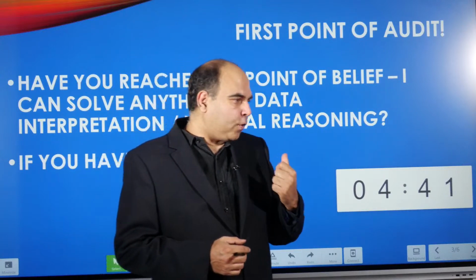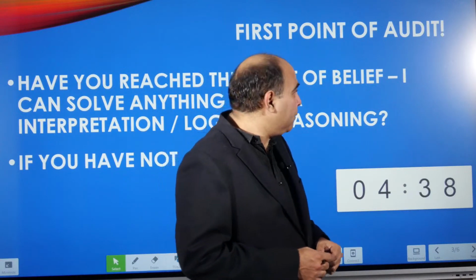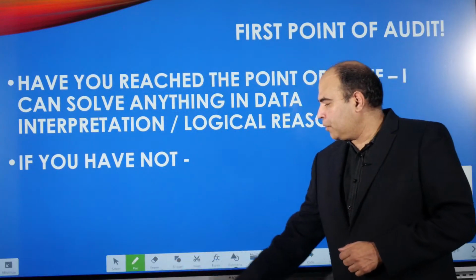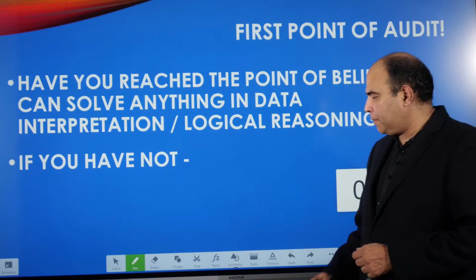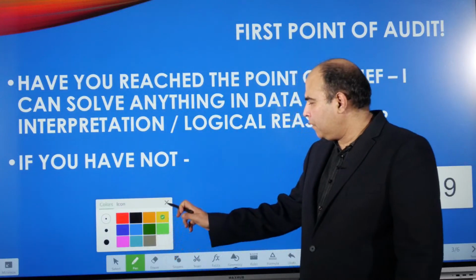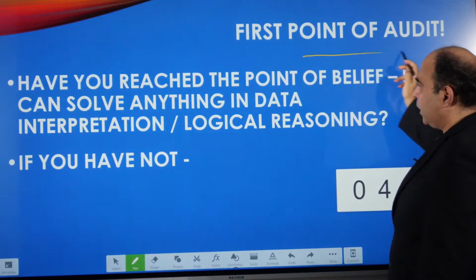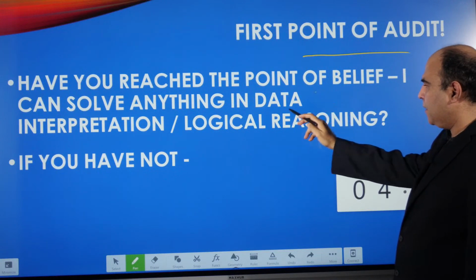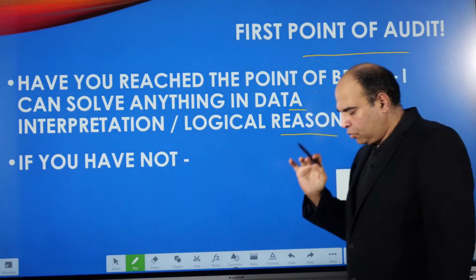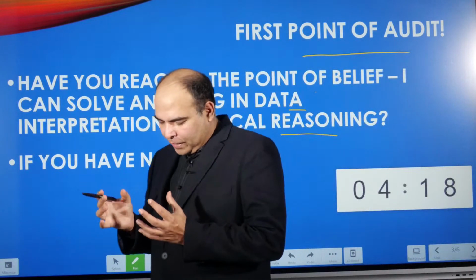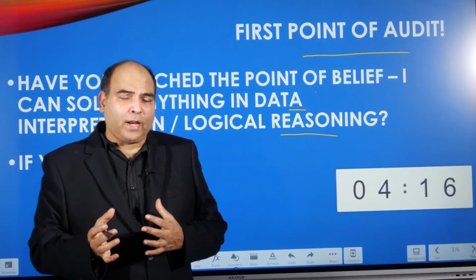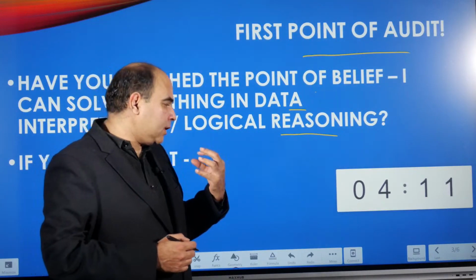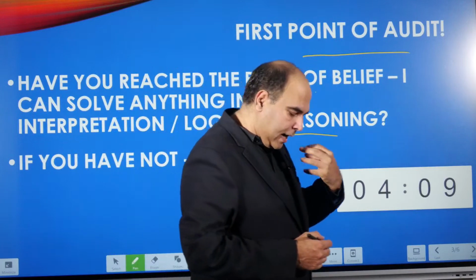So the first point of check when you talk about an audit for your DILR, before you start defining a preparation plan and strategy for yourself, is basically: have you reached that point of belief that I can solve anything in data interpretation and in logical reasoning? And both of these will be different. You might have reached this point in one and not reached this point in the other, or vice versa. So this is a question you'll ask yourself at this point.